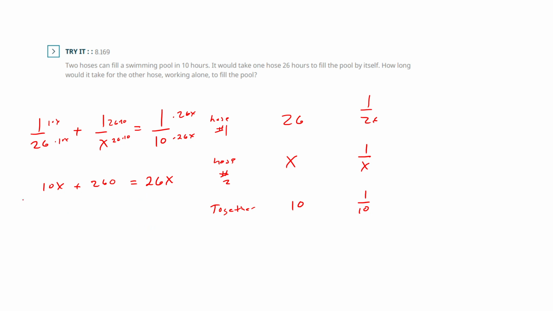Alright, now we don't need the denominators because we got it to match. So I'm going to get 16x equals 260. And I don't know that and don't want to try, so we're going to just divide it on my calculator. Okay, so we get x is 16.25 hours.